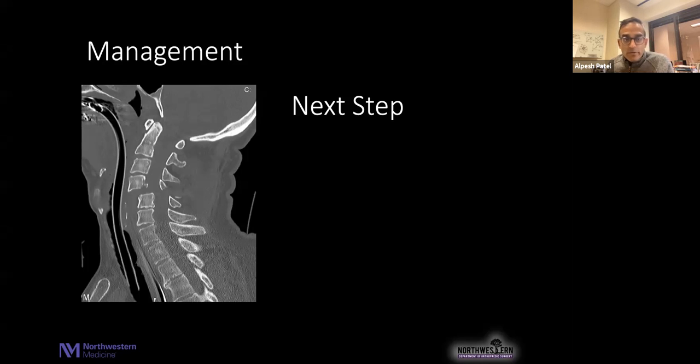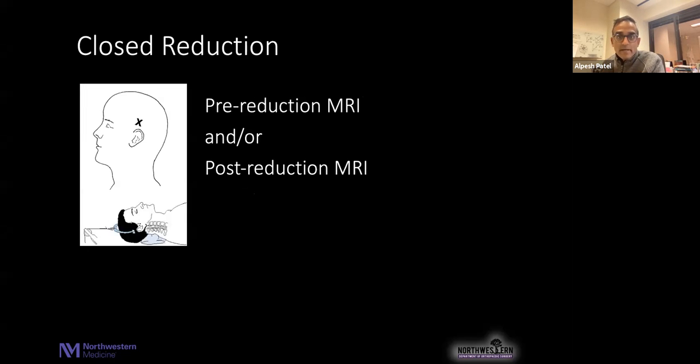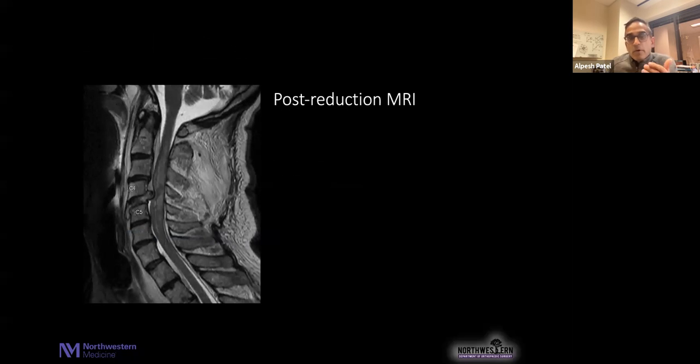And in my training, we reduced all these all the time. So I think early in my training, I reduced all of these in the emergency room. So that's what this patient had done. He had a closed reduction, Gardner-Wells tongs. There's a lot of discussion we can have around, should you get a pre-reduction MRI or not, right? In a setting with a complete cord injury, there's not much to be gained by waiting. And even if there was a disc herniation there, the reduction's unlikely to create more harm. So I try to reduce these patients as fast as possible and then get a post-reduction MRI.